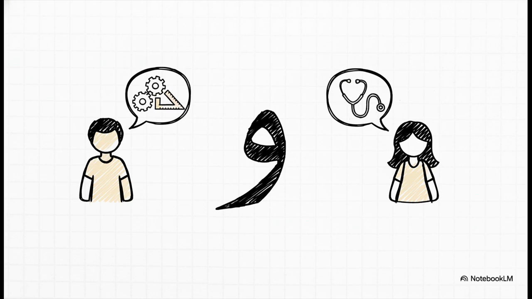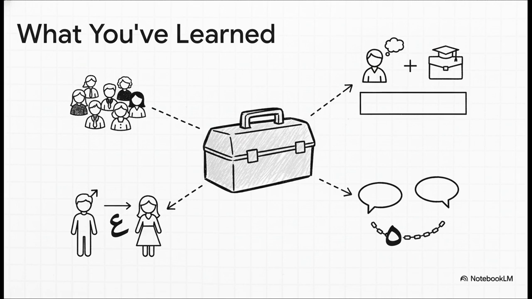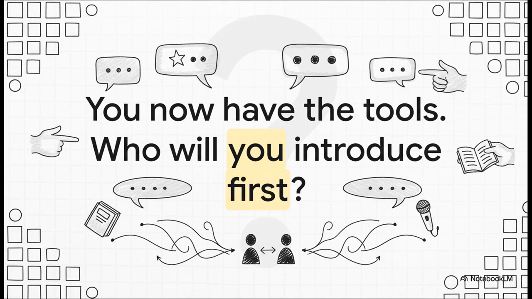You did that. So let's just take a breath and recap. In the last few minutes, you've learned 5 key pronouns, how to build a sentence without a verb, the all-important gender rule, and how to link it all together with wa. That is a seriously solid foundation. So there you have it. You've got the basic toolkit to introduce yourself and the people around you in Arabic. You've really taken your first big step. So the only question left is, who are you going to introduce first?